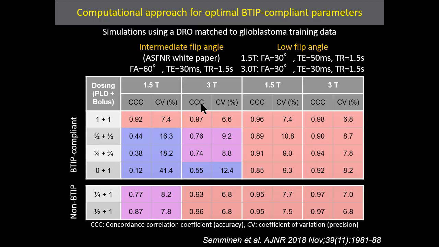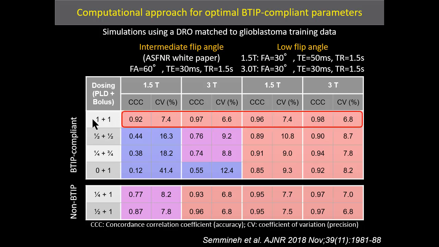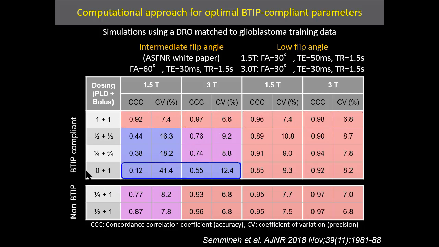well. Chad Quarles's group at Barrow got similar results using a digital reference object matched to glioblastoma training data, and this table compares performance for an intermediate and low flip angle acquisition. So for double dose contrast with a full dose preload, both schemes have excellent accuracy and precision at both 1.5 and 3T. However, for single dose contrast administration without any preload, the intermediate flip angle performs very poorly, but the low flip angle scheme maintains excellent performance at both 1.5 and 3T.